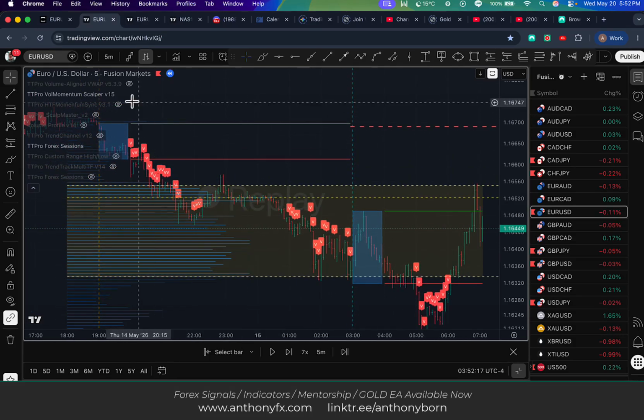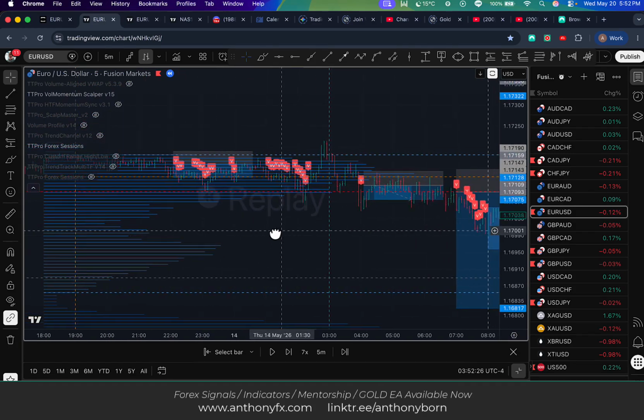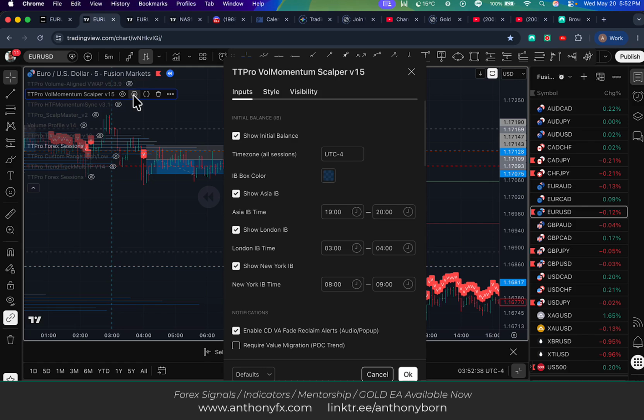Okay, introducing the VolMomentum scalper. It provides a lot of signals, and the way we're going to use this is if we go into the settings, I'm actually finding that the New York 8 till 9 is better than the default setting. New York's a little bit dodgy because of the equities that kick off at 9:30, and there's always a lot of volatility. But you might have to change that, just play around.